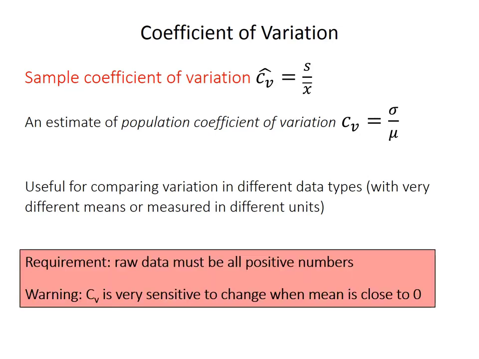It's also important to note that the coefficient of variation is only meaningful if all the data values are positive. So you can't use it if you have negative numbers. And also be warned that the calculated number is going to be very sensitive to change if the mean is close to 0. We're dividing by very tiny numbers, and so the coefficient of variation can fluctuate a lot for very small changes in the mean if the mean is 0.001 or something like that.